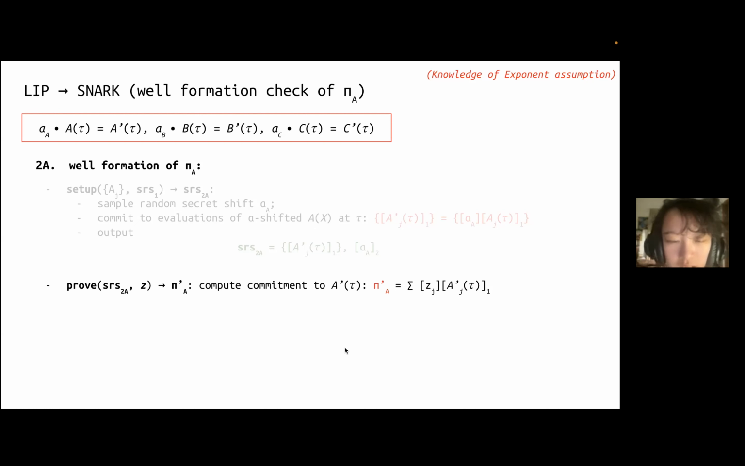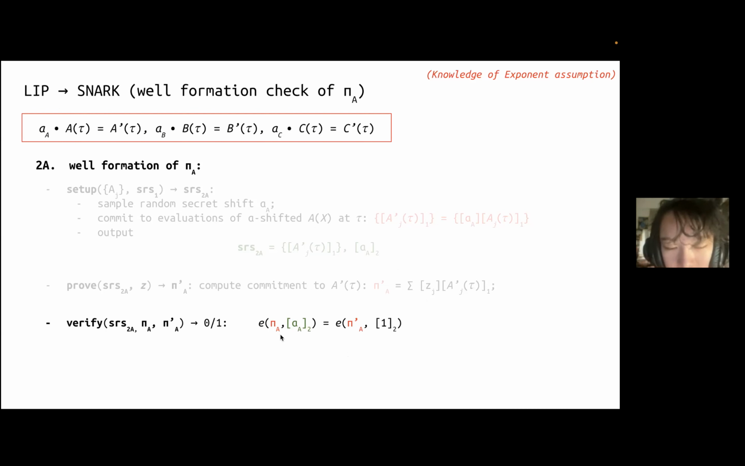So the prover once again computes a linear combination of these shifted columns using their satisfying assignment, right? So in the last step, it was pi A, now it's pi prime A. And then the verifier checks the relationship between pi A and pi prime A. So the intuition here is that since the prover did not know this alpha A, the only way they could have preserved this ratio between pi A and pi prime A is to have reused the same coefficients Z. Is to have reused the same column commitments AJ.